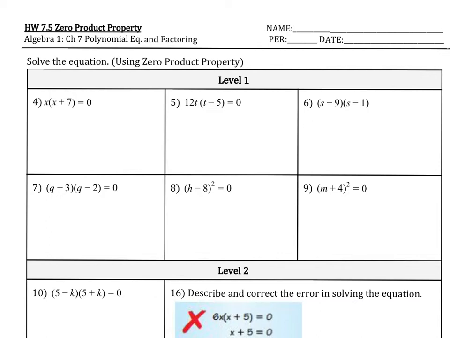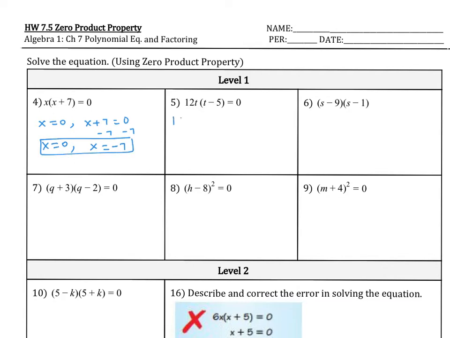Question number 4. You have x times x plus 7 equals 0. When you apply zero product property, to have the product of two numbers a times b equal 0, either a should be 0 or b should be 0. So in this case, either x should be 0 or x plus 7 equals 0. So it means that either x equals 0 or x equals negative 7.